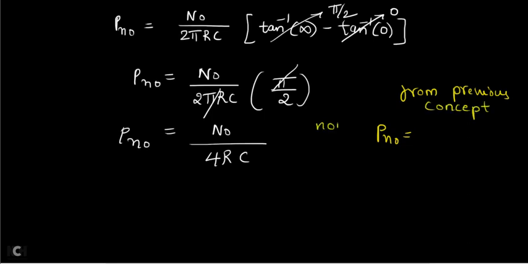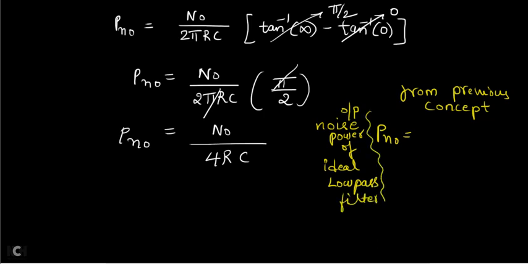What is this Pn0? This is the output noise power of the ideal low pass filter. That we got the expression. We got there the expression for Pn0 as N0 into B. B stands for bandwidth of the filter. Here instead of bandwidth of the filter, we have to write it as noise bandwidth of the filter. That's why I am writing the suffix as Bn.